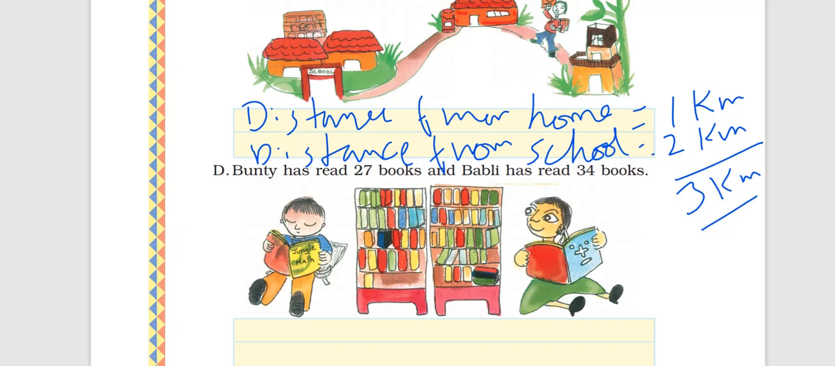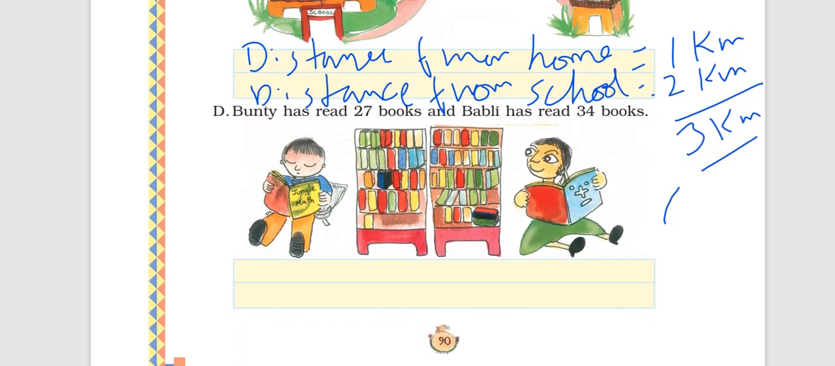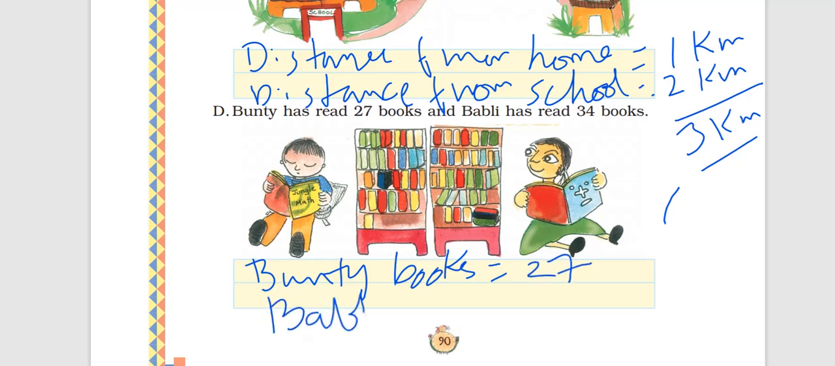The next one is Bunty has read 27 books and Bubbly has read 34 books. Okay. Bunty's books is 27. Bubbly's books is 34. Total number of books read altogether is 7 plus 4 is 11. Carry the 1 over here. It is 61 books in all.